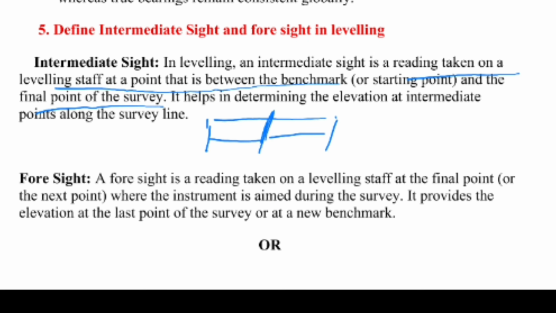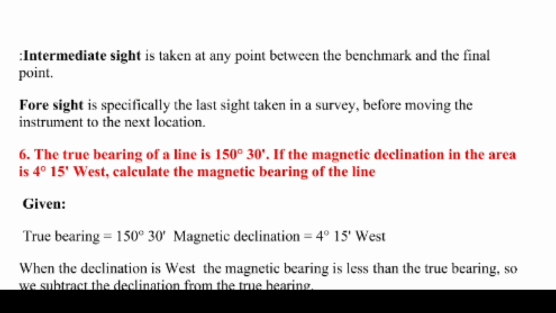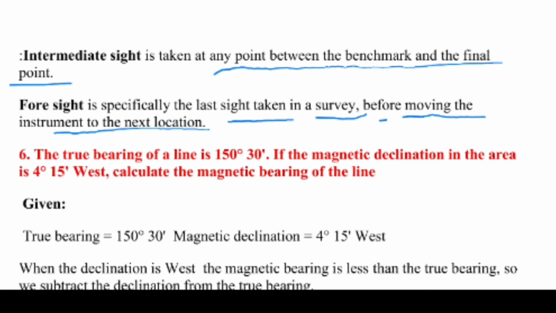Same way, coming to the foresight, it is taken at the final point, the last point. If you want to end the surveying, that point we call the foresight, the end point of the survey line, where you provide the elevation of the last point of the survey line. So in simple words, intermediate sight is a sight taken at any point between the benchmark and the final point. Foresight is the last sight taken in a survey before moving the instrument for the next level. There you are going to use this foresight.